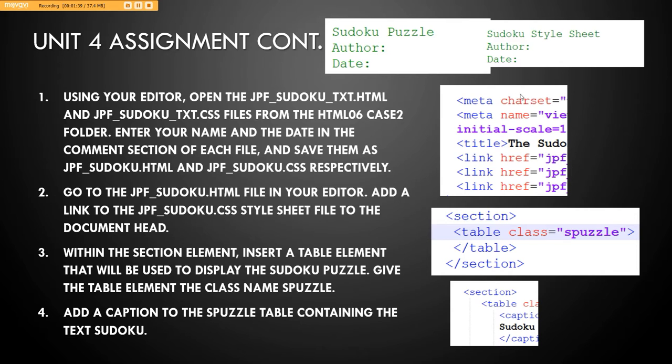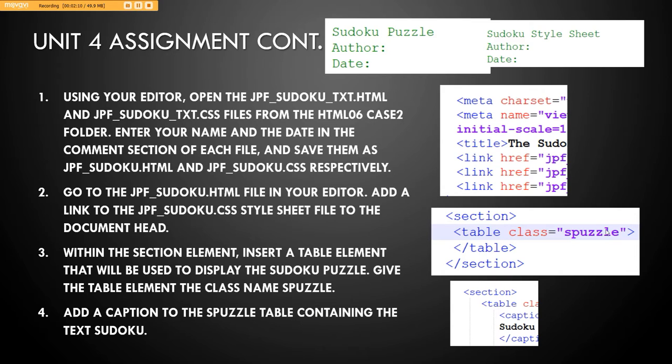Go to the JP Sudoku HTML file in your editor and add a link to the CSS file, the JP Sudoku CSS file. There are already a couple of links there, so you're going to add one. Within the section element, you're going to insert a table element. So this is the table element, and then it tells you to give the table element the class name Puzzle.